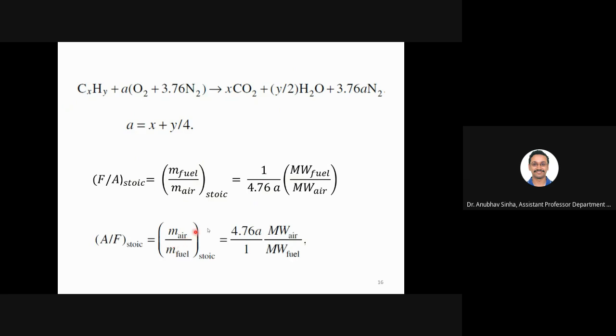Or I can say, take the mass of air and the mass of fuel. If it is a flowing device, you will take m dot, if it is an open device. So this will be equal to this ratio that we have got here. Reverse of that: this is fuel to air, this is air to fuel.